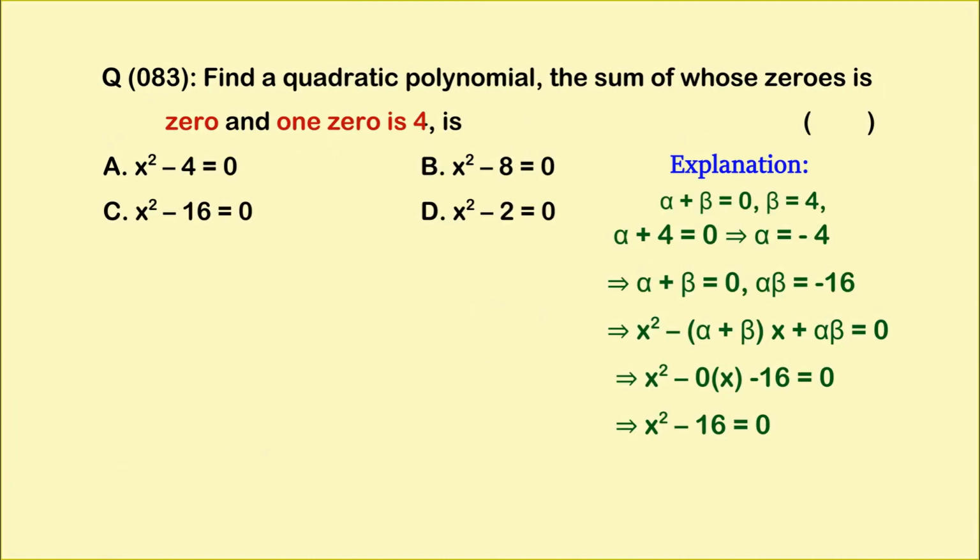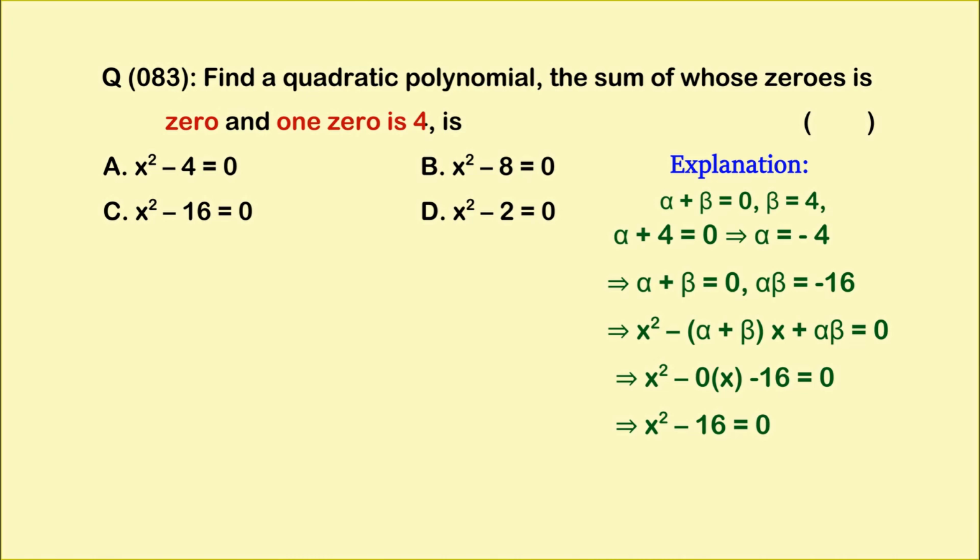Question number 83. Find a quadratic polynomial, the sum of whose roots is 0 and one of them is 4. So the sum of the roots, alpha plus beta, is equal to 0 and one of them is 4, meaning b is equal to 4. If you substitute b is equal to 4 in a plus b is equal to 0, the value of a is equal to minus 4. So the two roots are there, one is 4 and another one is minus 4. So 4 and minus 4 are the zeros of the polynomial.